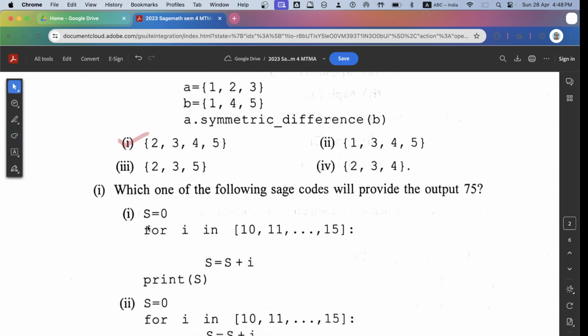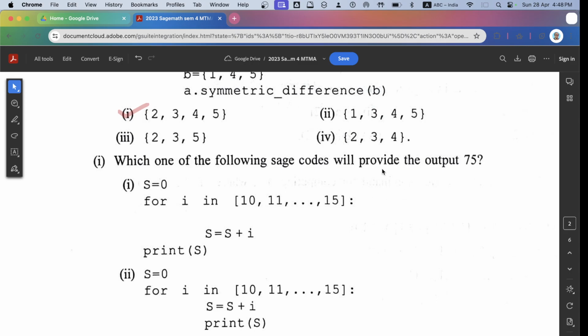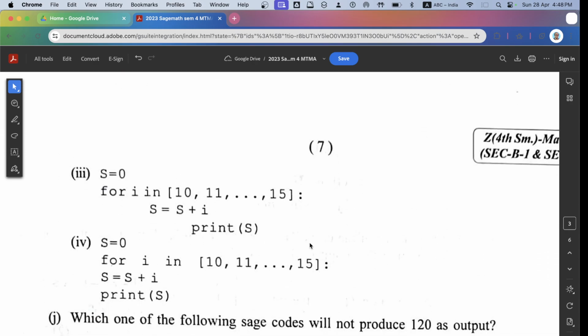Question I. Which one of the following Sage codes will provide the output 75? Actually, A is equal to 0, for I in square brackets 10, 11, dot dot dot. Here the question is wrong, because here there are only 2 dots, while in all the options there are 3 dots.